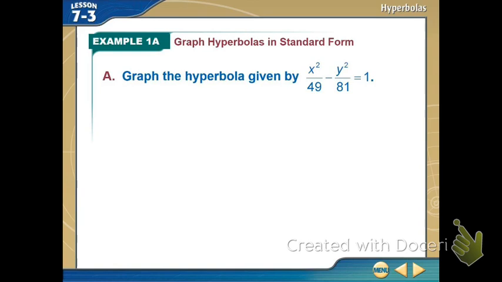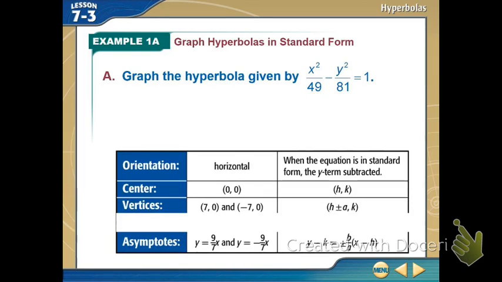Okay, so the first problem we're going to look at is graph the hyperbola given by the equation. One of the things you'll notice in this equation is that it's like x minus 0 squared and y minus 0 squared. So we know that this hyperbola is going to be centered at the origin. We also notice that this value right here is a squared and this is b squared. So that tells us that a is going to be 7 and b is going to be 9. Again, we notice that the center is at 0, 0.